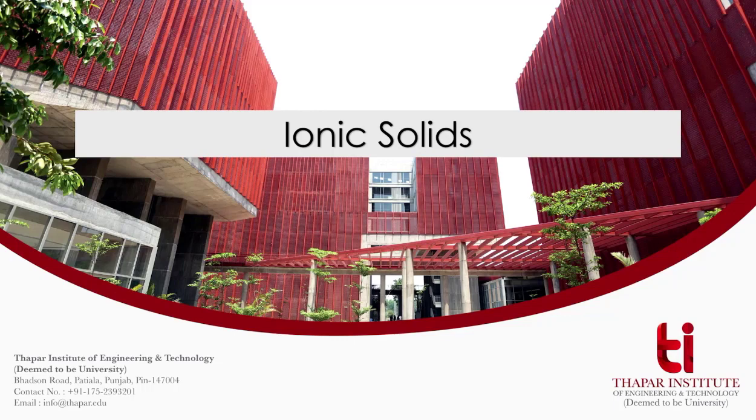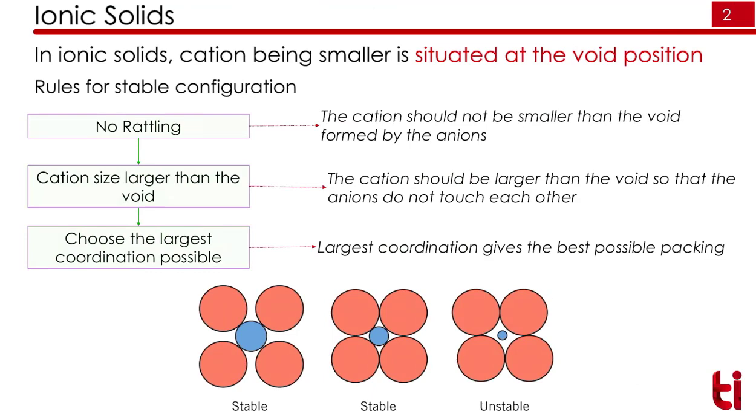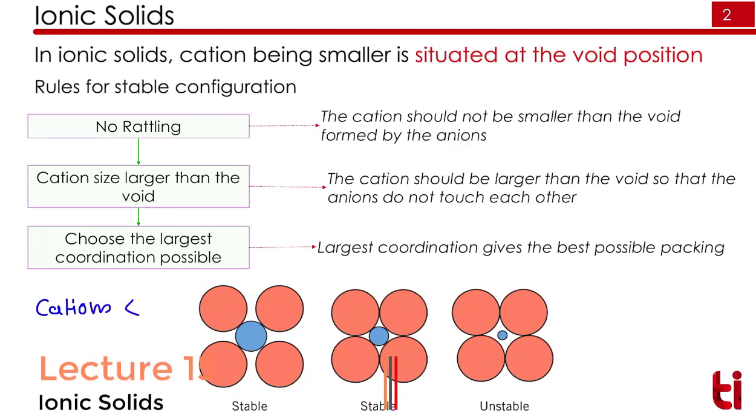Hello students, welcome. So now we will see ionic solids. As soon as I say ionic solids, it will have ions. One is cation and one is anion. Anion has a negative charge, cation has a positive charge, and generally cations are smaller than anions. So I will write it here. Cations are smaller than anions.